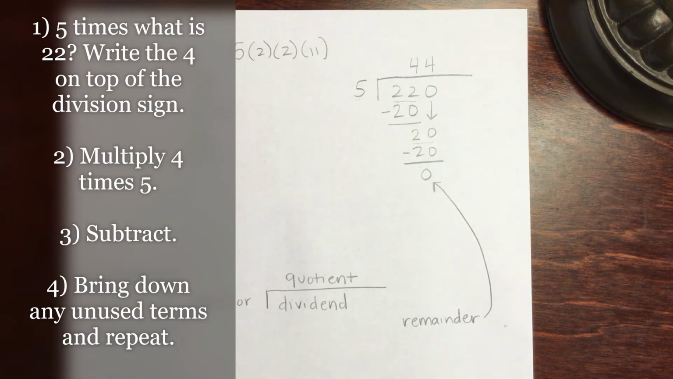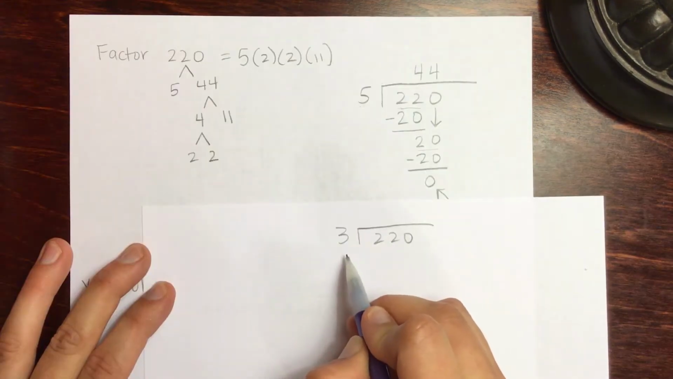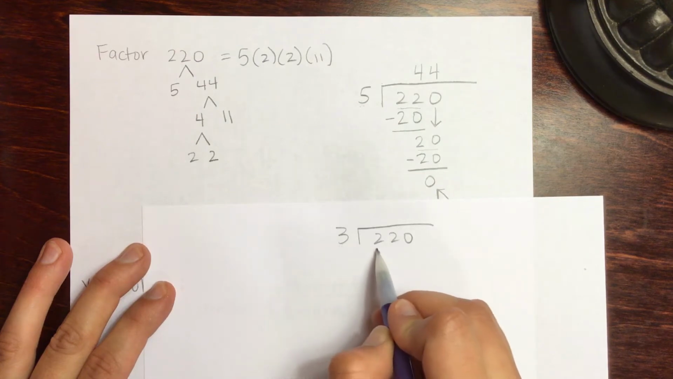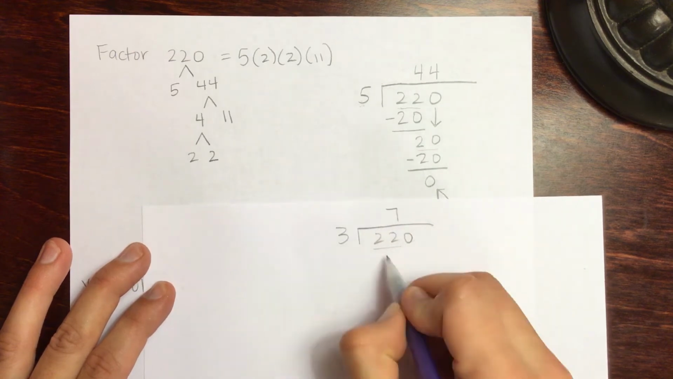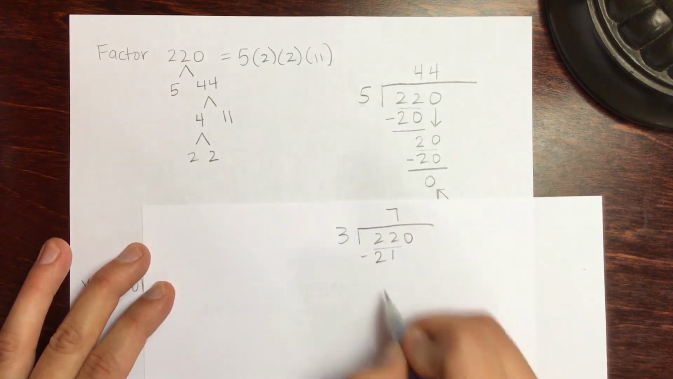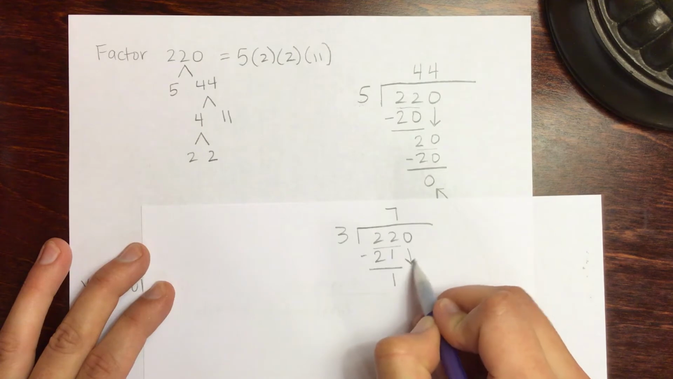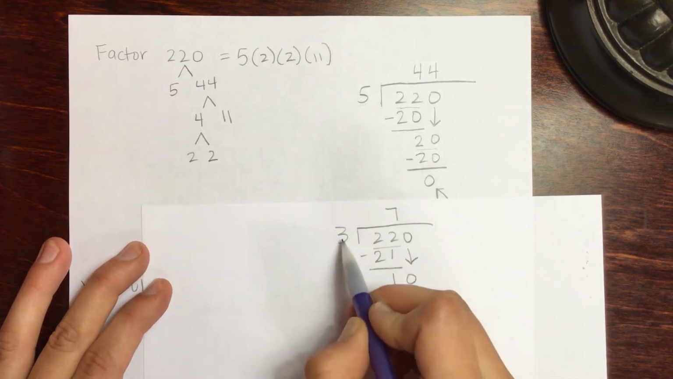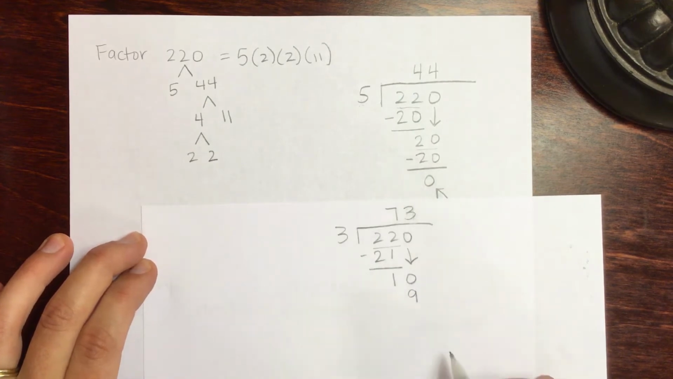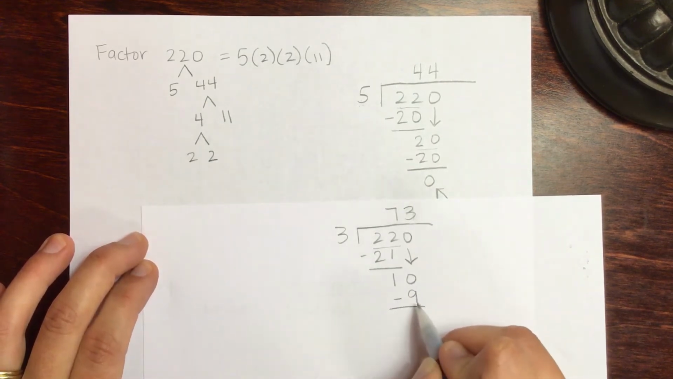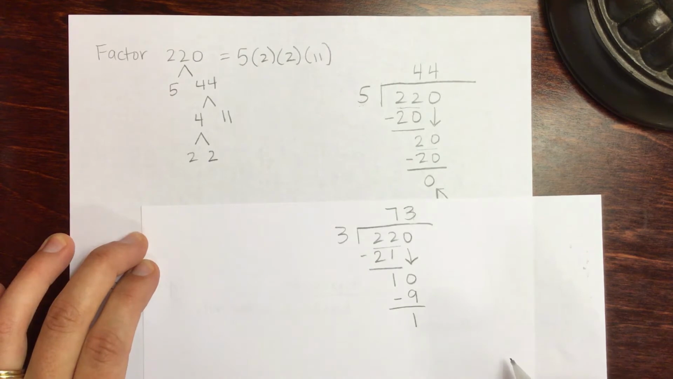Side note, if you had tried to factor out a 3 or something like that, let's try that actually. Let's try and divide out a 3. 3 times what is 2? Well, that's not going to work. 3 times what is 22? Well, 3 times 7 is 21. Subtract and bring your unused term down. 3 times what is 10? 3 times 3 is 9, and that's the closest we can get. Subtract, and I have a 1.